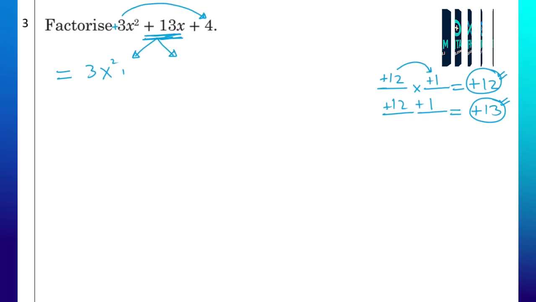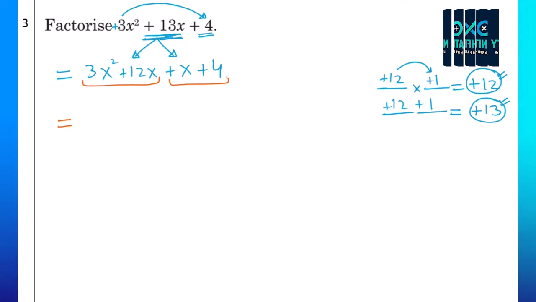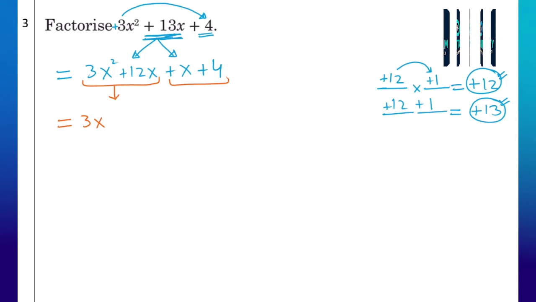So what two numbers will we write? Plus 12x plus x, and this 4 also as it is, plus 4. After making the four terms, we learned properly how to factorize the four terms. We will form pairs, this pair and this pair. What is common from the first pair? The number 3 and variable x is common. I will take outside 3 and x.